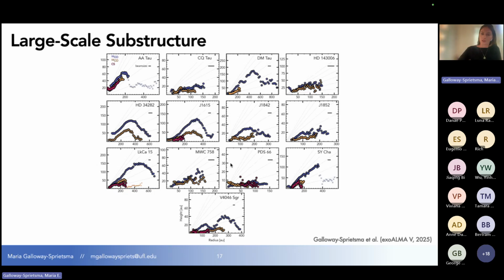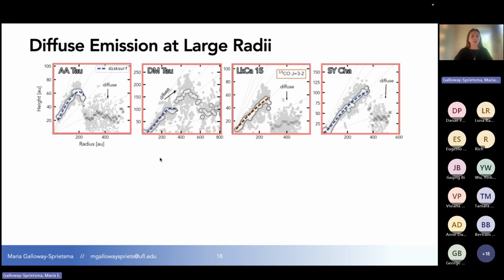So one of the first things I want to talk about that we're seeing in this data is this large scale substructure. So I've highlighted the disks that exhibit this in red here. We can take a closer look. So these 4 disks all exhibit this diffuse emission at large radii. AA Tau, you can see it here, has this very distinct morphology where we see this tapered power law emission surface, and then it sharply cuts off and we get to this more diffuse emission. This morphology is also mimicked in Elias 15, in 13CO, and in SY Cha.